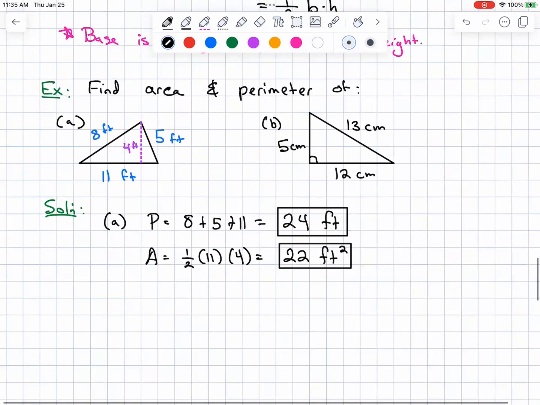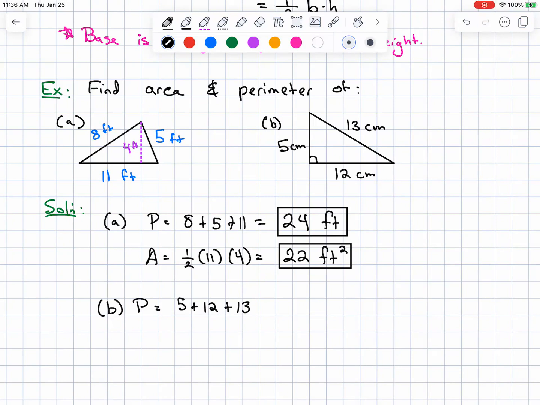And then B. Perimeter, not too bad. 5 plus 12 plus 13. However you want to add up the side lengths. If you wanted to do 13 plus 5 plus 12, it doesn't matter because of the commutativity of addition. Commutativity means the ability to add them in any order you want. 2 plus 3 is the same thing as 3 plus 2. You can switch them around and everything works out.